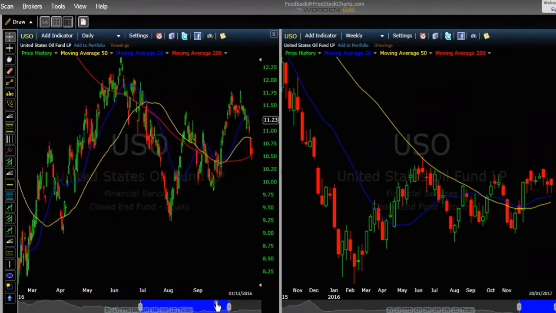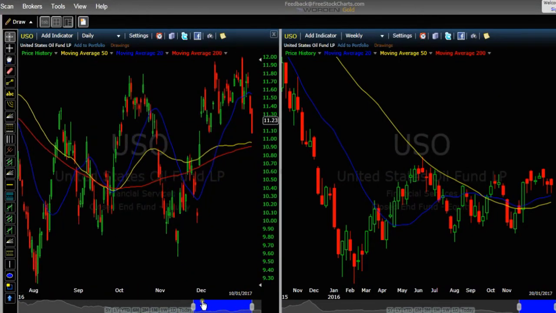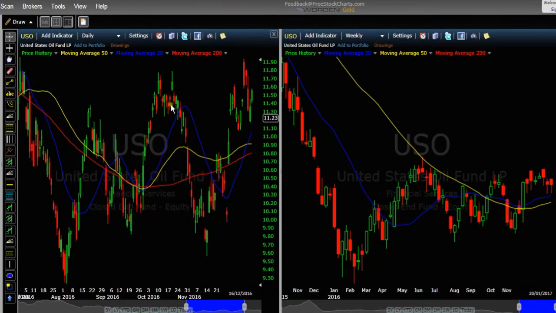Okay, let's move forward to November 2016. Over here we can see the price of USO, which of course tracks crude oil, came all the way down. It made a sort of high in October, came all the way down, and made a low in November.